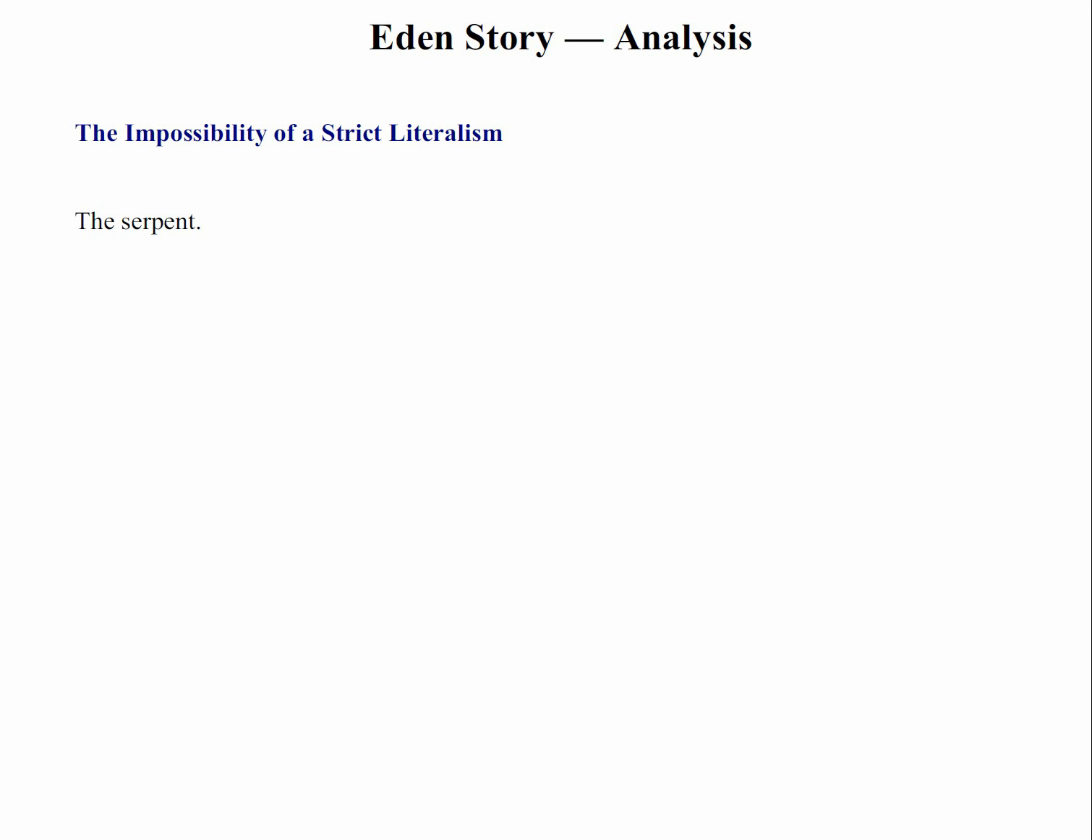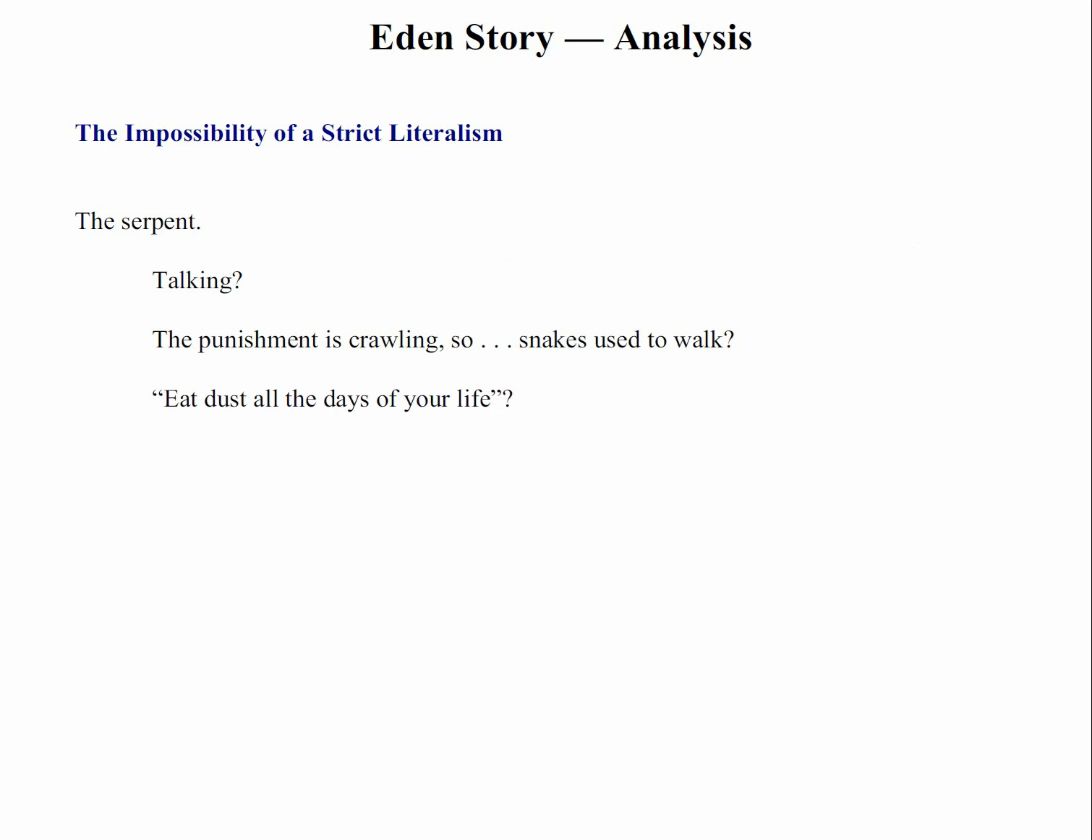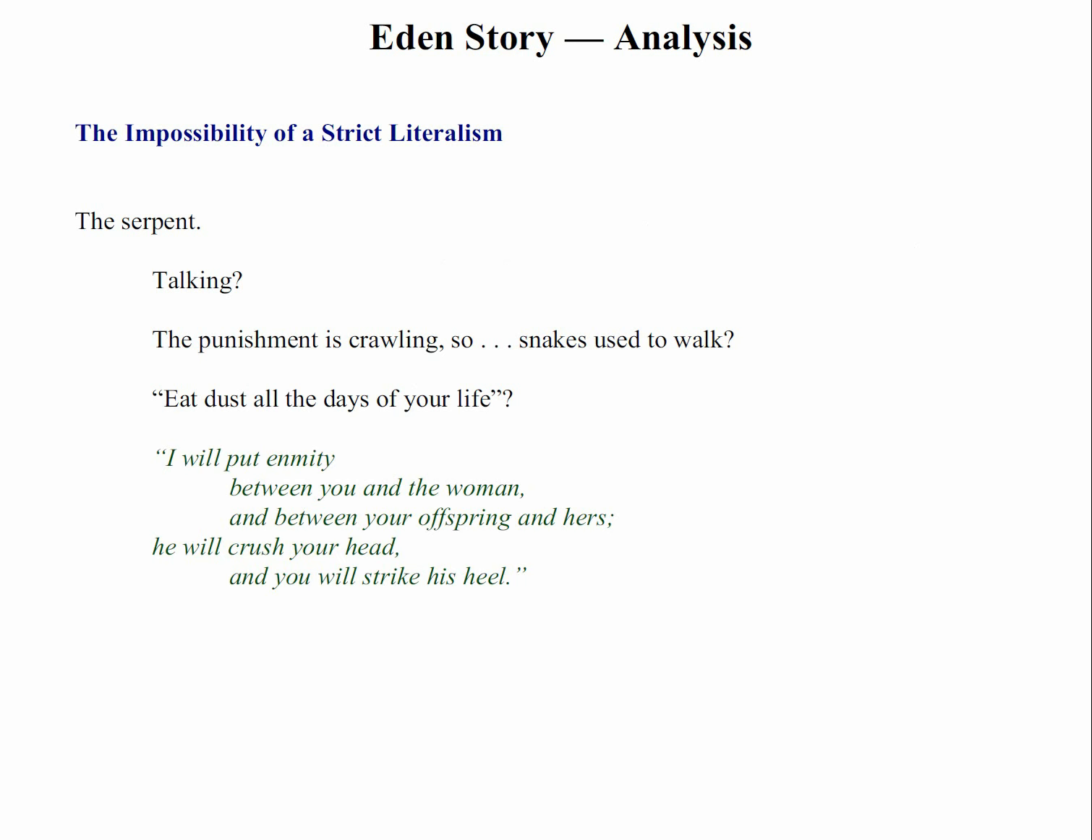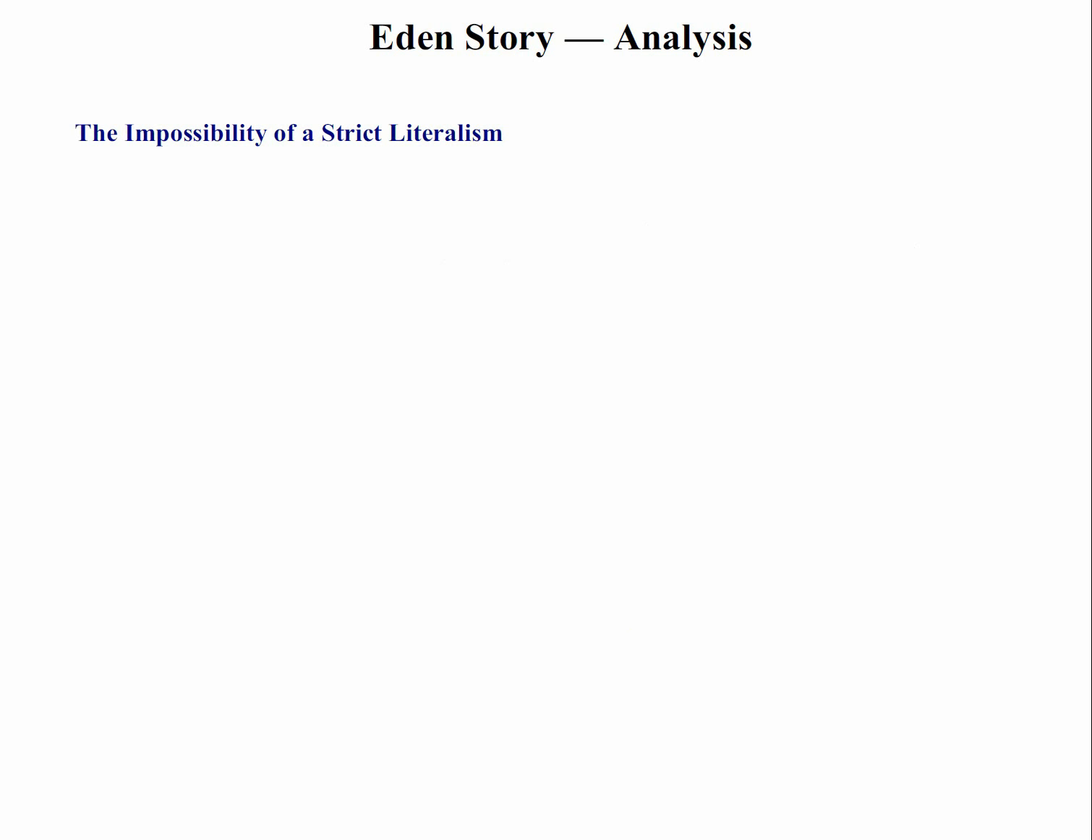If we're going to read this strictly literally, do we have here a snake that talks? Do we have here a snake that is standing on legs because the punishment eventually is crawling? The serpent is going to eat dust all the days of its life. Is that what happens? Do snakes eat dust all the days of their lives? God talks about the enmity between your offspring and the serpent and her offspring. Are we talking about little human babies and little snake babies that are fighting each other? Again, people don't think that way because they're not reading it strictly literally.